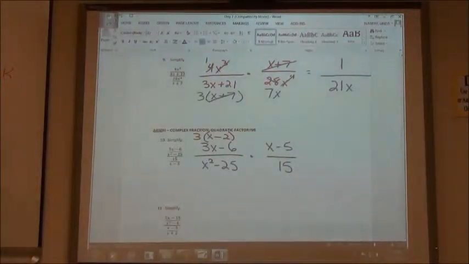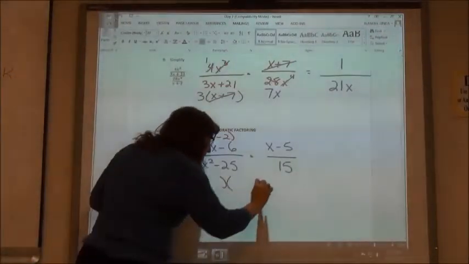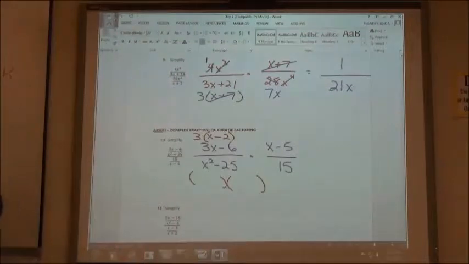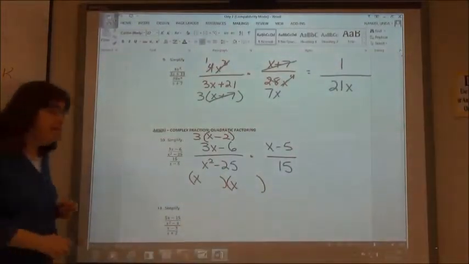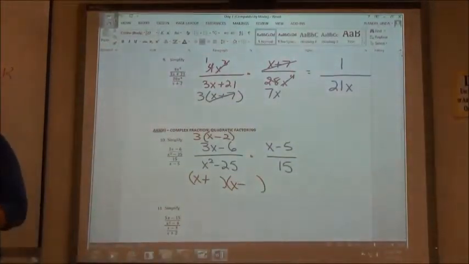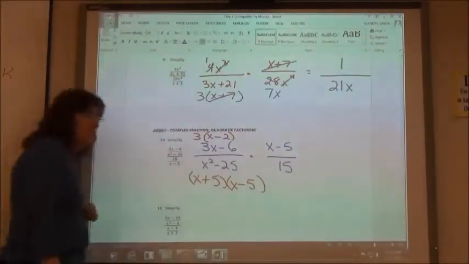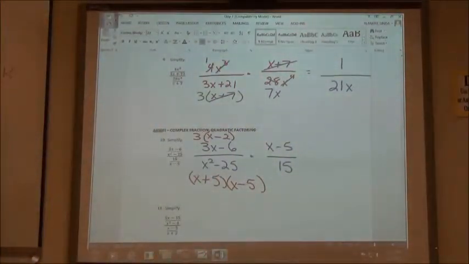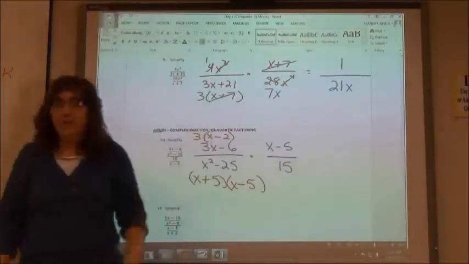On the bottom of that first fraction, that has a squared term. I know I'm going to have 2 sets of parentheses. I hopefully recognize it as the difference of squares, but if not, I just factor it like I normally would. x and x. The end is negative, so we have 1 plus and 1 minus. Factors of 25: 5 and 5, right? And then here we can't factor, here we can't factor, so we're done with our factoring.